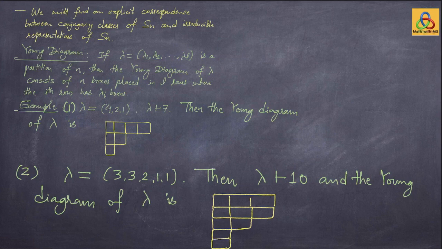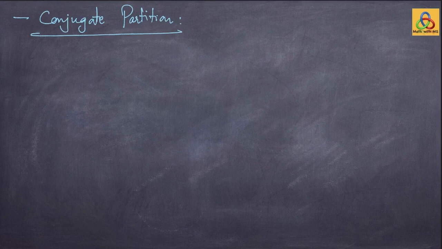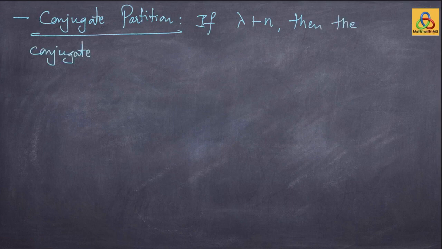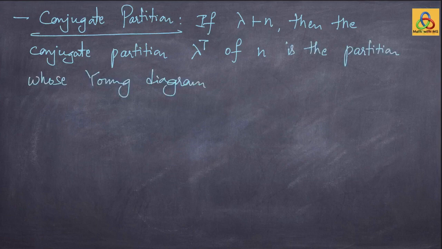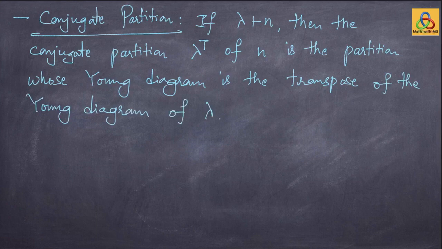Given a partition of n and its Young diagram, by looking at the Young diagram, we can construct another partition of n. What we do is take the conjugate diagram, where the rows become columns and columns become rows. Conjugate partition: if lambda is a partition of n, then the conjugate partition, let us denote it by lambda transpose, of n, is the partition whose Young diagram is the transpose of the Young diagram of lambda. Let us see an example.